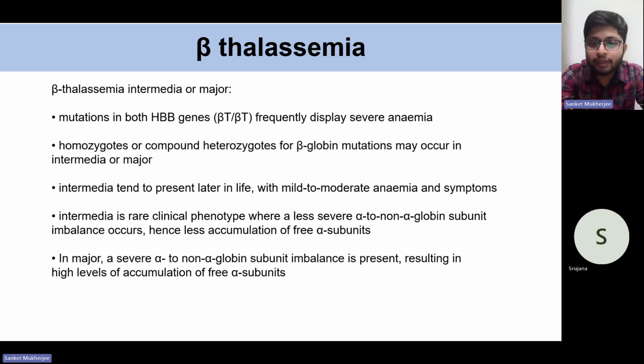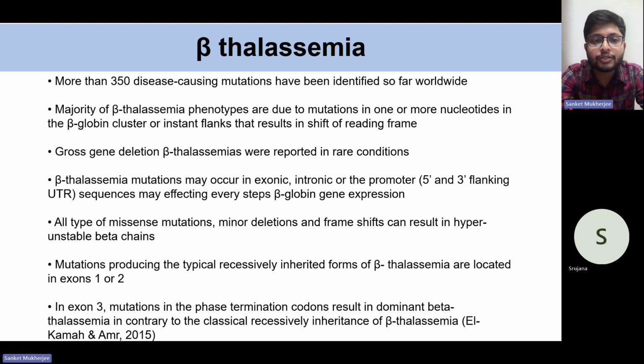Intermedia is a rare clinical phenotype where a less severe alpha to non-alpha globin subunit imbalance occurs, hence less accumulation of free alpha subunits. In major, a severe alpha to non-alpha globin subunit imbalance is present, resulting in high levels of accumulation of free alpha subunits, but there are not multiple beta subunits. Now, more than 350 disease-causing mutations have been identified so far.